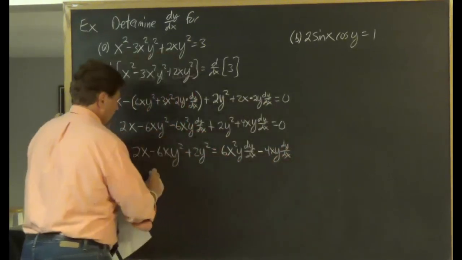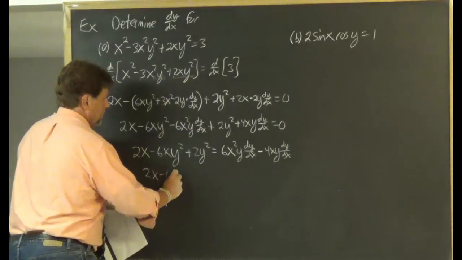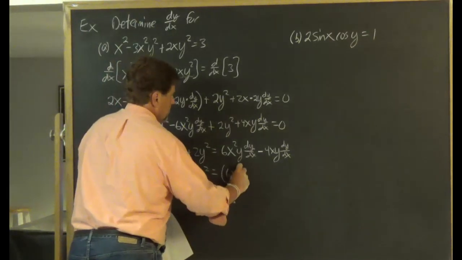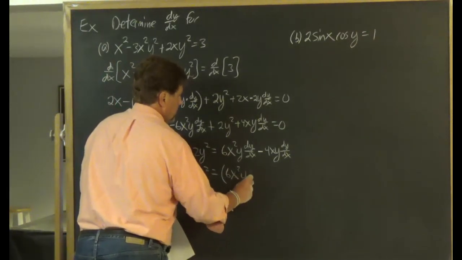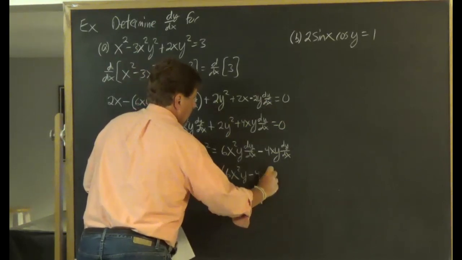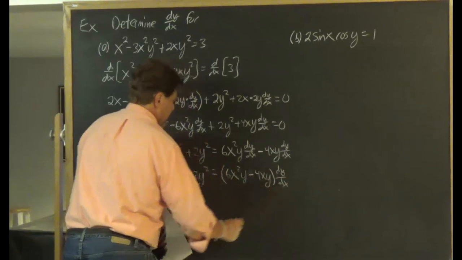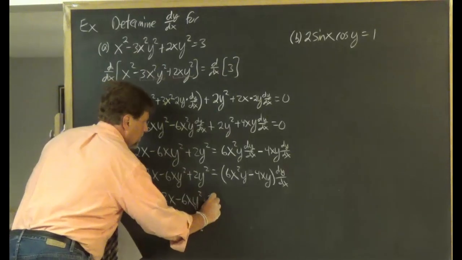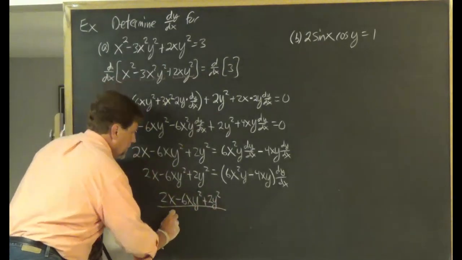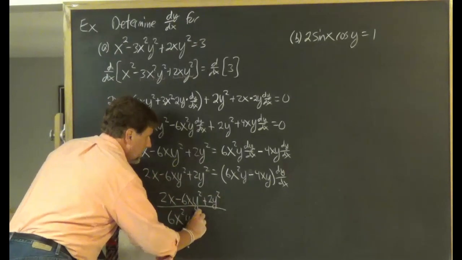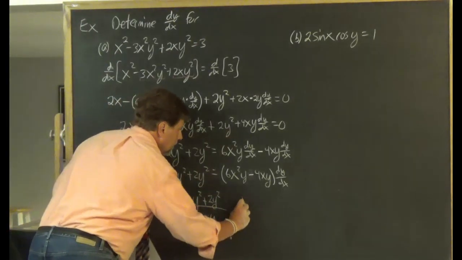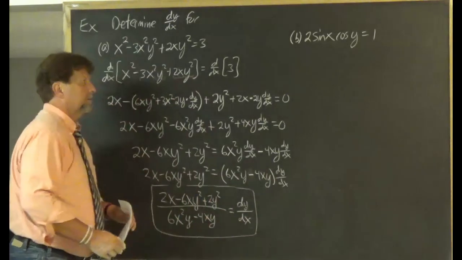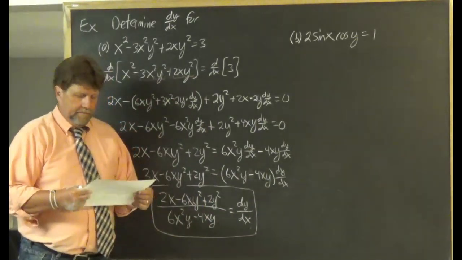dy/dx. And then on the right side I can factor out the dy/dx, and then a little bit of division gives me 2x minus 6xy squared plus a 2y squared all over 6x squared y minus a 4xy. That is dy/dx. Okay.